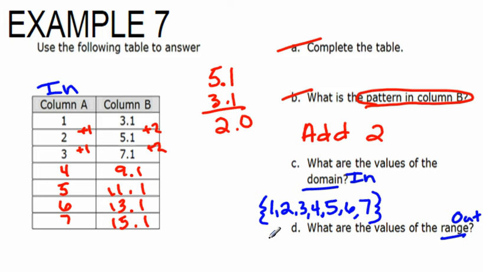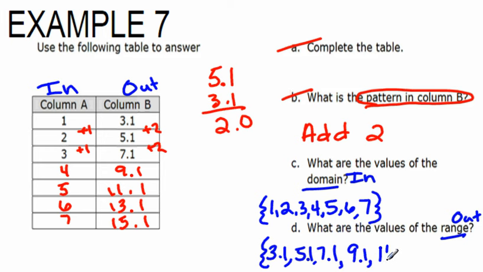And then the same thing for the range. The range is just our output, so that's going to be our column B. And again, we want to list them from least to greatest. So you're going to start with your smallest number, which is going to be our 3.1, to 5.1, to 7.1, 9.1, 11.1, 13.1, and finally 15.1. And close the brackets.